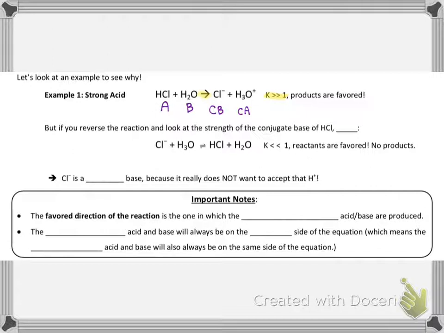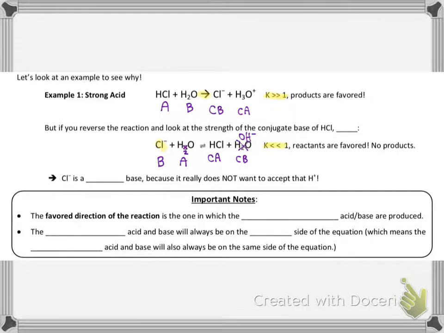But let's try to reverse that reaction. Let's take chloride and put it with water. In this case, we would have the chloride ion acting as our base and water acting as the acid, which would produce the conjugate acid, hydrochloric acid, and the conjugate base, hydroxide.